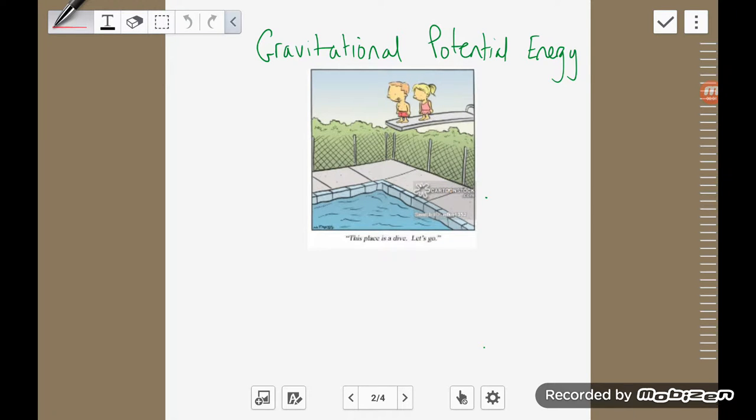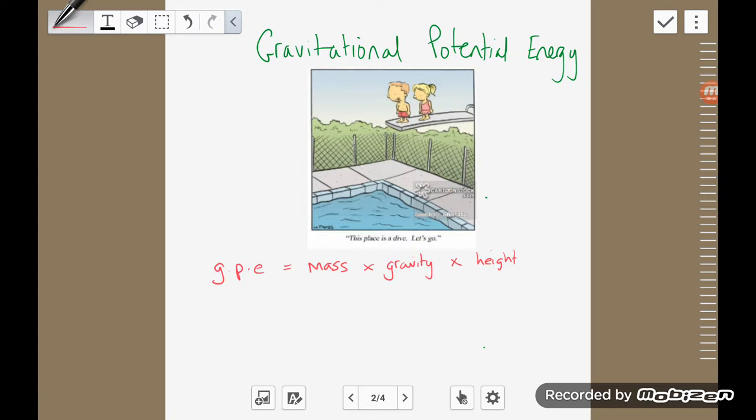Here we're looking at gravitational potential energy, and the formula for gravitational potential energy is the mass of the object times gravity, which is usually 10, although it could be given to you as 9.8, and then times the height of the object. And the height here is the thing I would like to stress, because gravitational potential energy is the energy that an object possesses as a result of where it is above the Earth's ground.